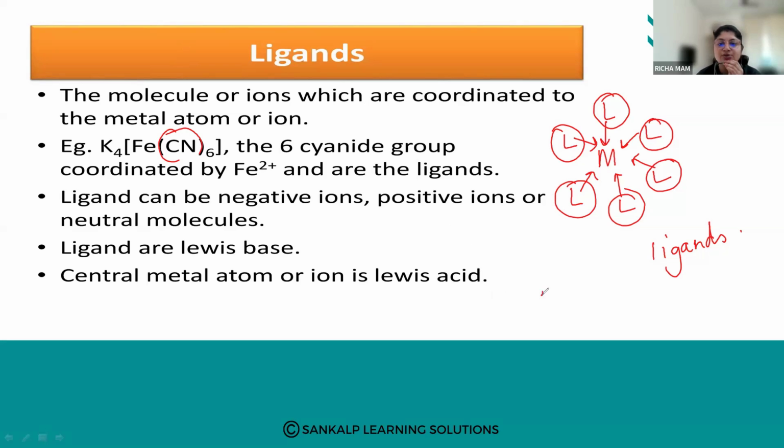It has a tendency to give electrons. So they act as a donor atom. Ligands act as a donor, so they have a tendency to give electrons. And the central metal atom is a Lewis acid. What will it do? It will accept electrons. So these things you need to remember.